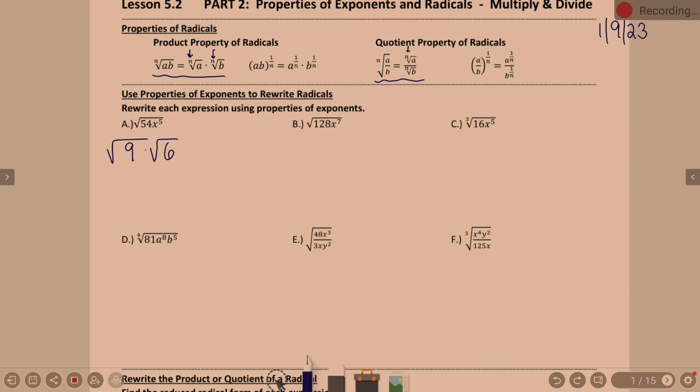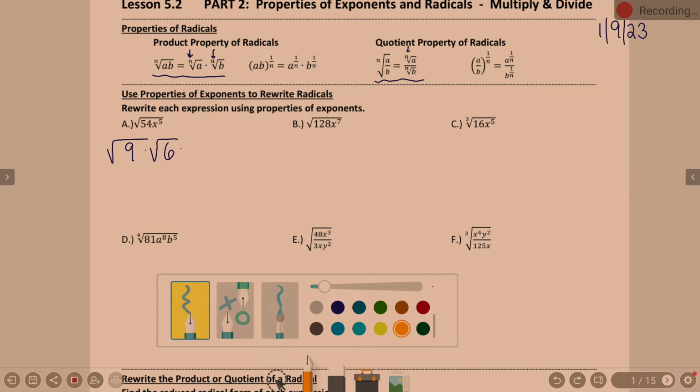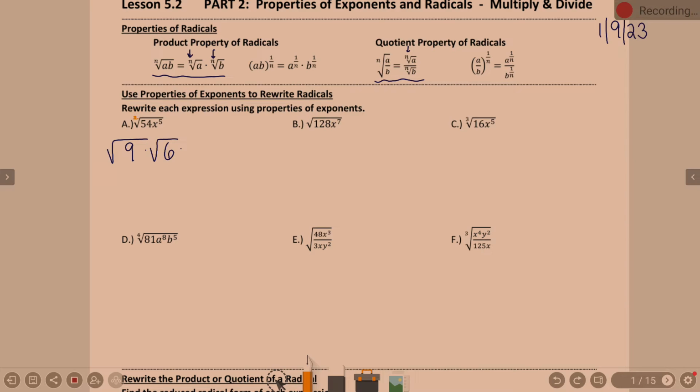Now, we have a variable to talk about too. Square root of x to the 5th. Can you take the square root of x to the 5th? Let's go back and ask, how do we take the square root of an exponent? That is a great question. What's the index of a square root? A square root is root 2, yes?